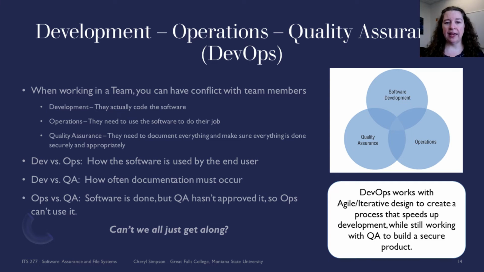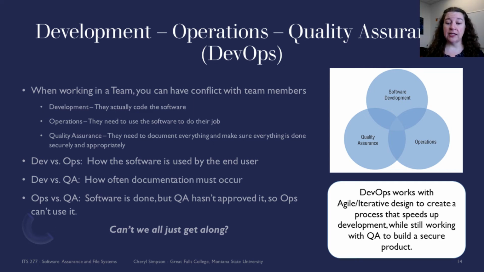Between development and QA, QA encourages documentation of every change. Developers don't like documentation. So there is a conflict between developers and QA of, seriously, I needed to write this down? You needed to go update this document just because I made this little change? How annoying is that? And then finally, between operations and QA, the software is done. The developers finished it. The operations should be able to use it, but QA hasn't approved it yet. So ops can't use it. And then we all start arguing over, could you just finish the documentation so I can finally start using the system? This becomes an antagonistic environment.